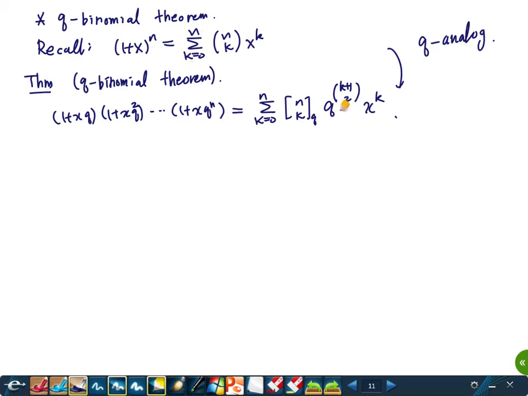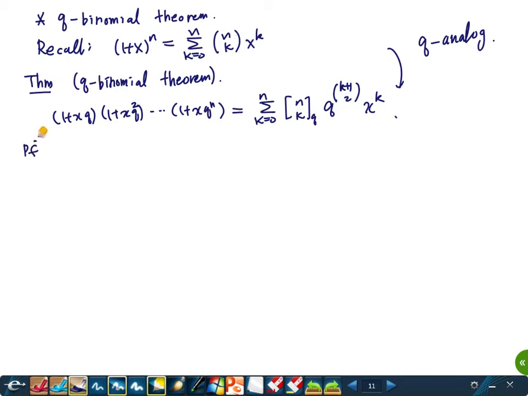If Q equals 1, we get the usual binomial coefficient back, right? On the left-hand side, everything is 1 plus x if Q equals 1, so we get 1 plus x to the n. On the right-hand side, this is just 1, and this is the binomial coefficient, so we get this. So it is a generalization of the binomial theorem, a Q analog.